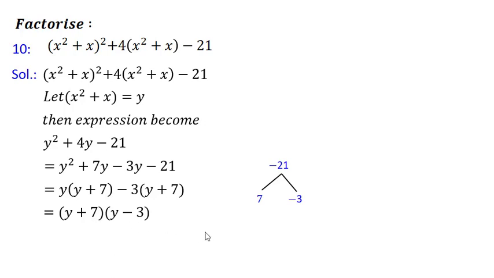So this is the required factor of x square plus x the whole square plus 4 into x square plus x minus 21. Now I will replace this y with x square plus x. So my expression will become x square plus x plus 7 and x square plus x minus 3.